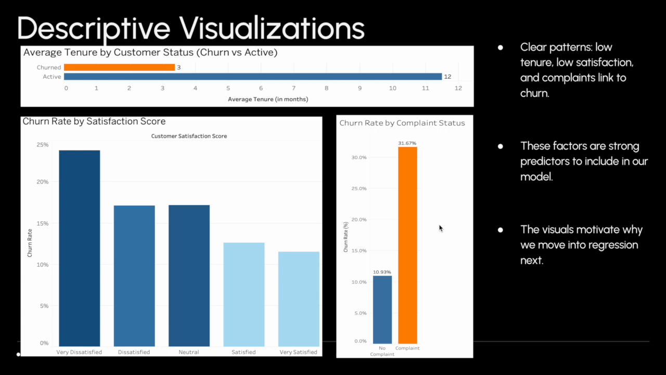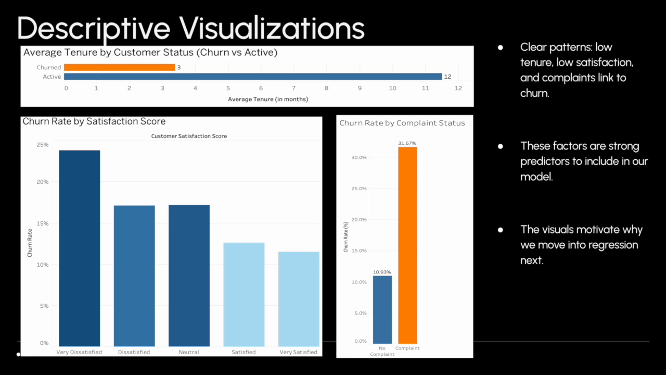Here we're looking at the basic patterns of the data before we run any models. On the top left, you can see that the customers who churned had a much shorter average tenure, about 3 months, compared to the active customers who averaged around 12 months. So lower tenure clearly lines up with churn. In the bottom left, we can see that churn is also higher for customers with lower satisfaction scores. The very dissatisfied group churns the most, and the rate steadily drops as satisfaction increases.